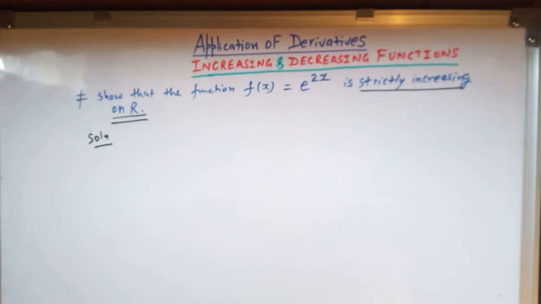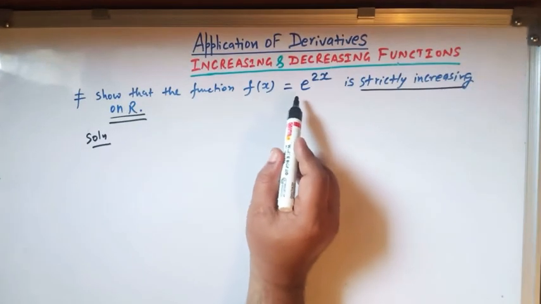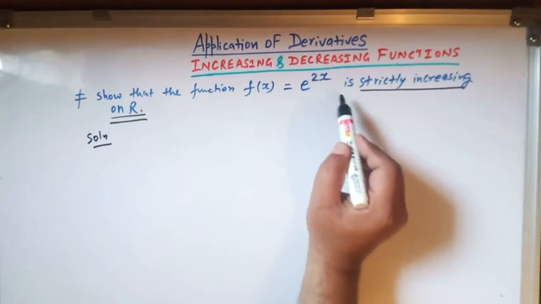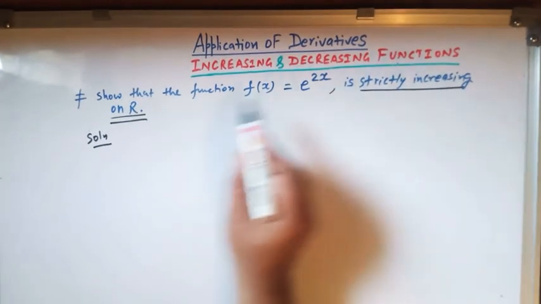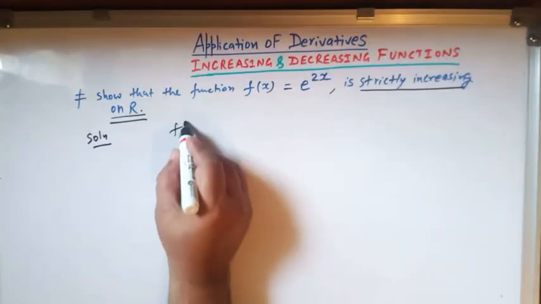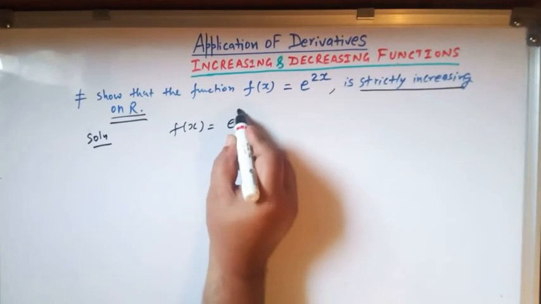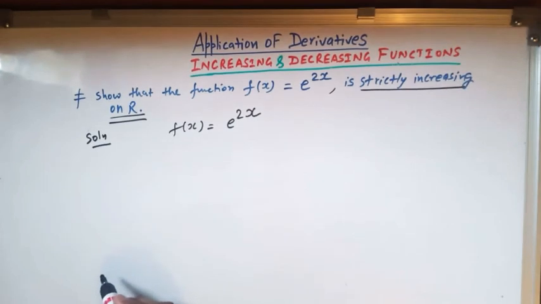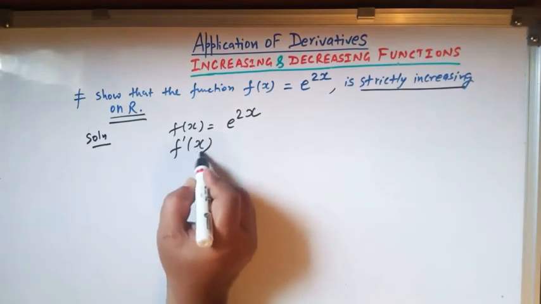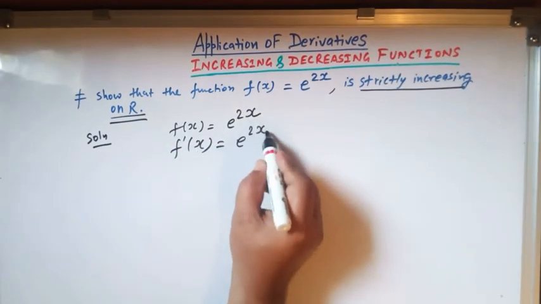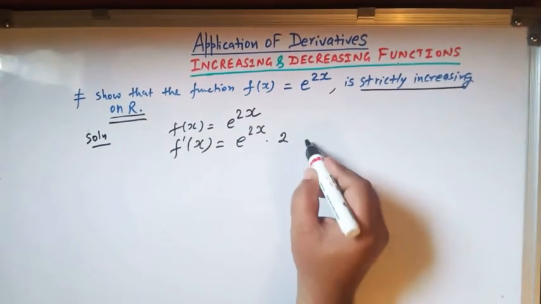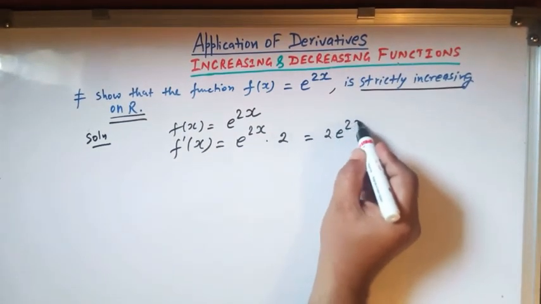Now viewers, we have this exponential function here. Show that the function f(x) equal to e raised to 2x is strictly increasing on R. So we have f(x) equal to e raised to 2x. Now we find the derivative. We have e raised to 2x times 2, so this is 2 e raised to 2x.